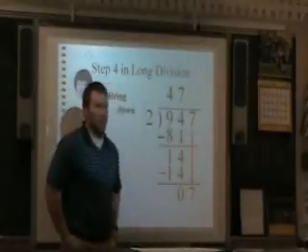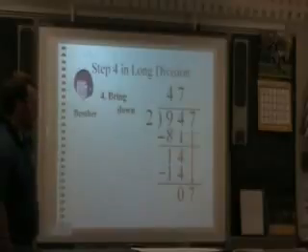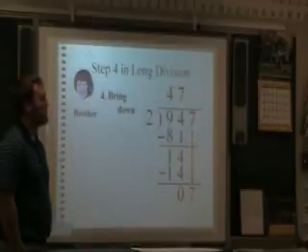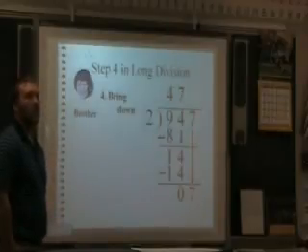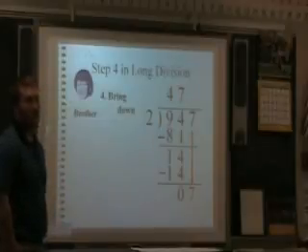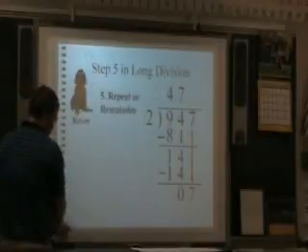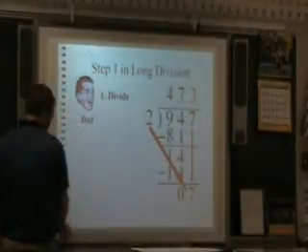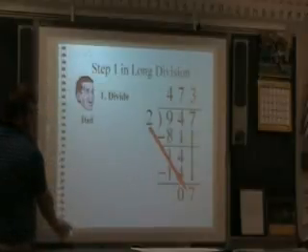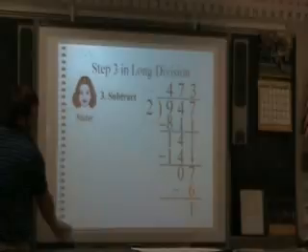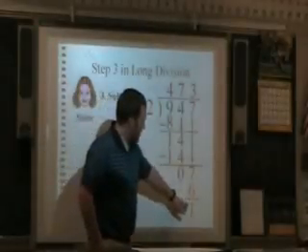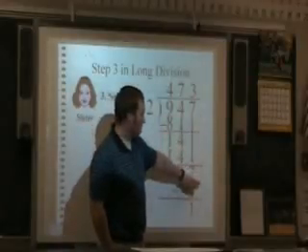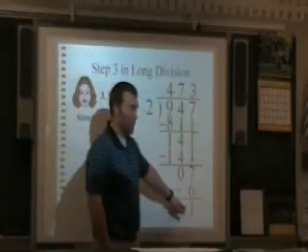Can 2 go into 7? Yes. How many times without going over? How many times can 2 go into 7? 3. Making it 6. So I put my 3 up top. I brought down my 7. So I put my 6 below there, minus 1. So do I have anything to bring down? No, so I have a remainder of what? 1.